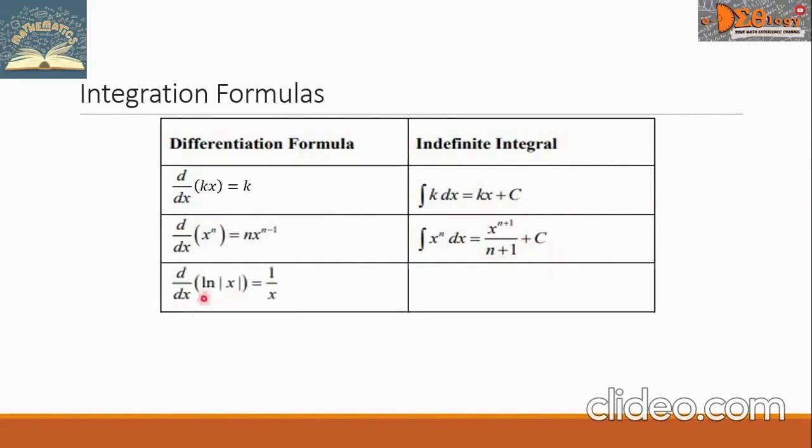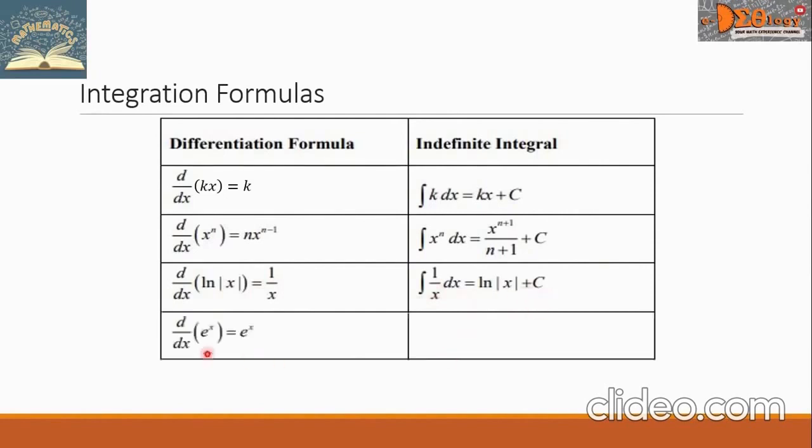The derivative of ln of the absolute value of x equals 1 over x. Now, the integral of 1 over x dx equals ln of the absolute value of x plus c. The derivative of e raised to x equals e raised to x. The integral of e raised to x dx equals e raised to x plus c.